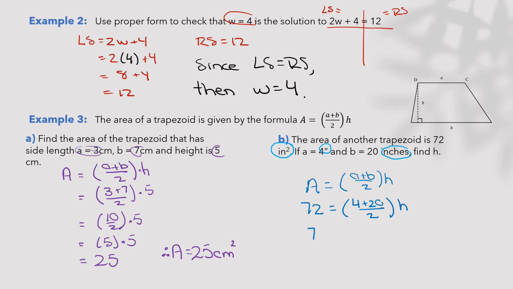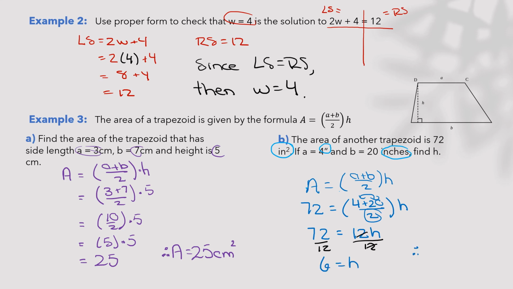Order of operations, I still have to do the bracket first. So 4 plus 20 is 24. 24 divided by 2 is 12, so I get a 12H there. I have to isolate H, and everybody's really good with this now. You know that to isolate H, I need to break off that 12. The 12 and the H are attached with multiplication. The opposite of that is division. 12 over 12 is 1. So that leaves me with 6 equals H.